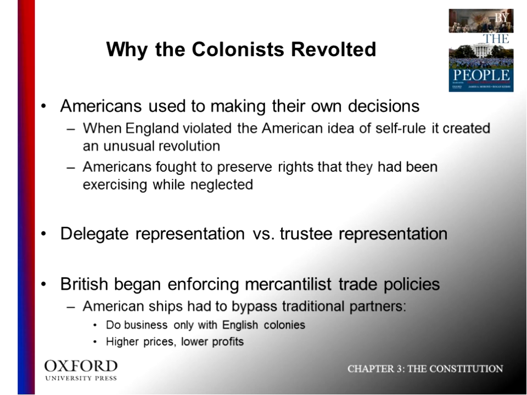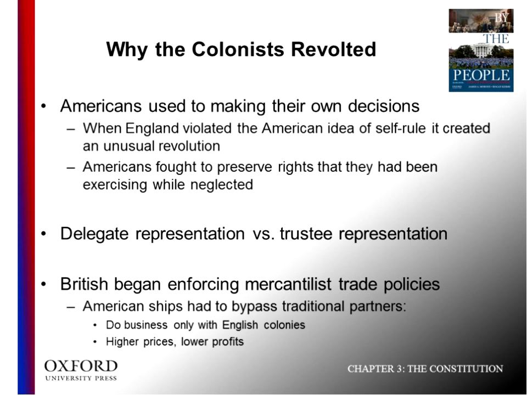And so the British, in order to also recoup some of their debt, started enforcing mercantilist trade policies. What we mean by mercantilist trade policies is an economic theory in which government controls foreign trade in order to maintain prosperity and security. In other words, the British wanted to control colonial trade so they could profit and make back some of the money that they spent on the French and Indian War.